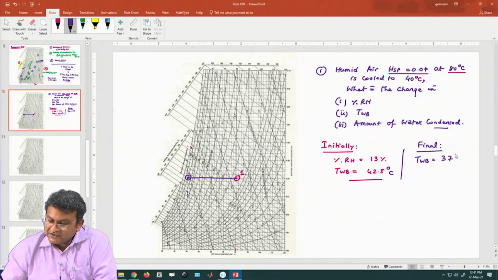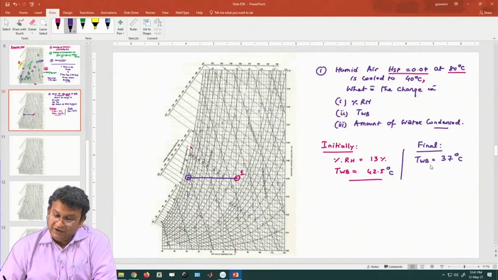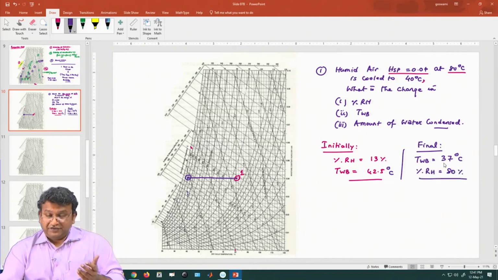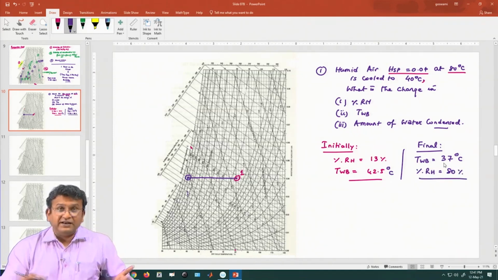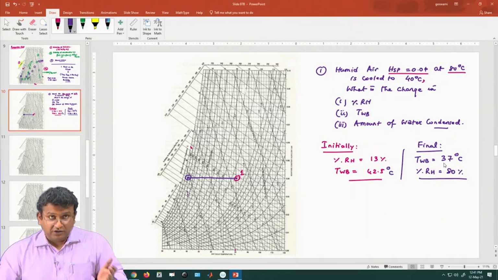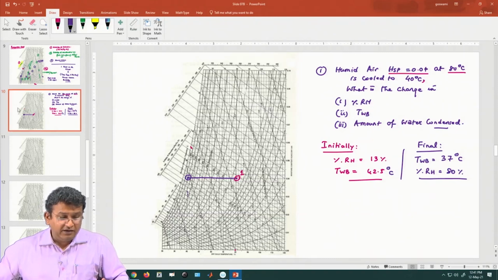So, wet bulb temperature has gone to 35 degrees, 37 degree centigrade, and the relative humidity has shot up to 80%. So, you can see this amount of water condensed. Well, nothing has condensed because the air has not got saturated, right. So, this is a type of problem you can very easily do.